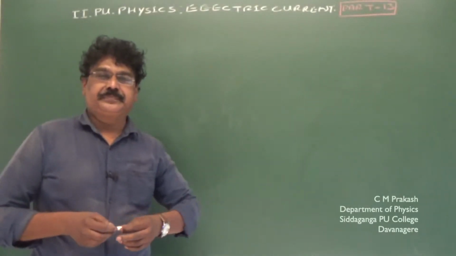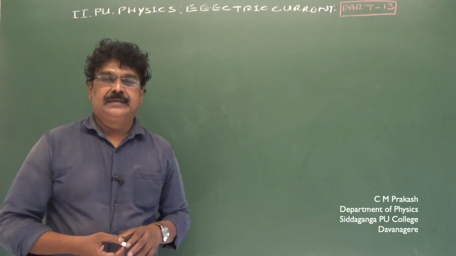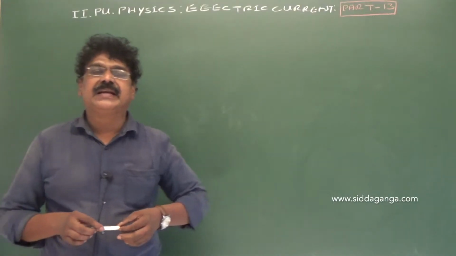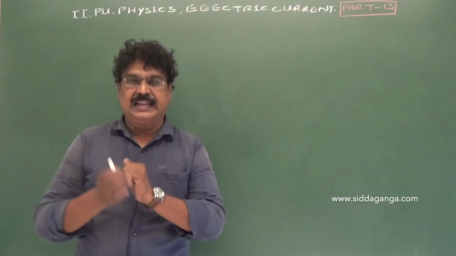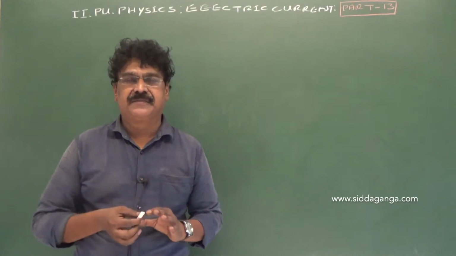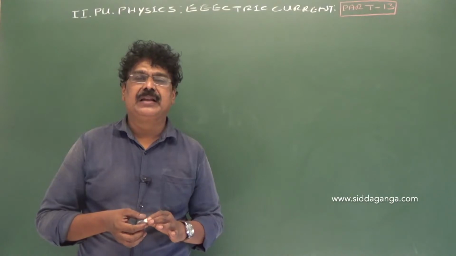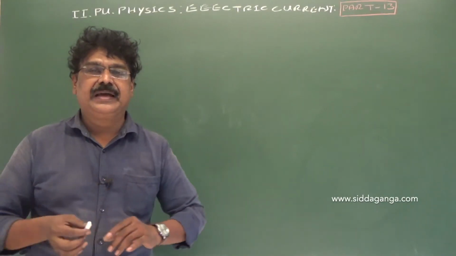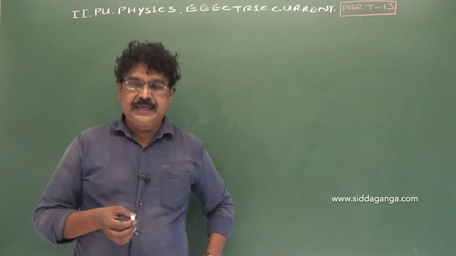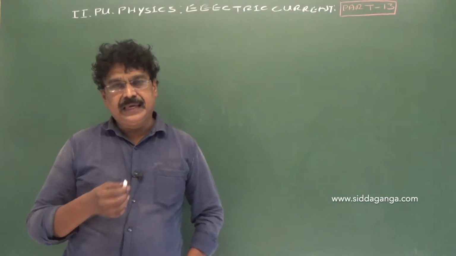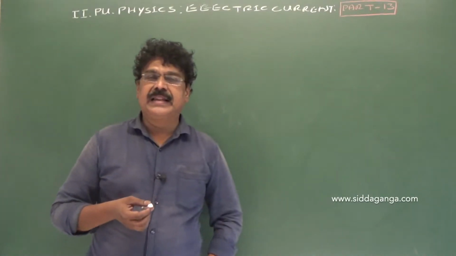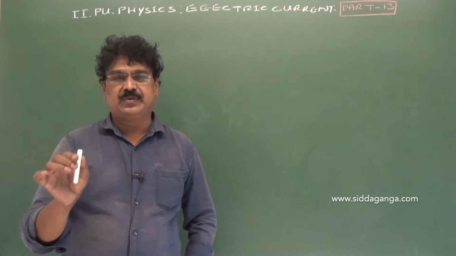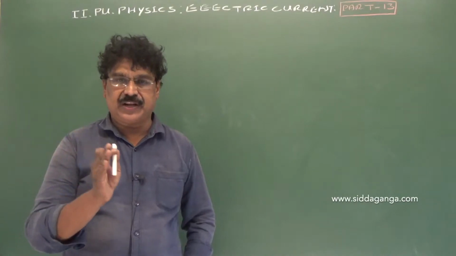Hello students, in the previous class, that is class number 12, we have discussed some basic terms: EMF of a cell, internal resistance of a cell, terminal potential difference, external resistance, electric circuit, etc. Now, EMF of a cell is the work done or energy spent by the cell in driving unit positive charge once around a complete circuit.